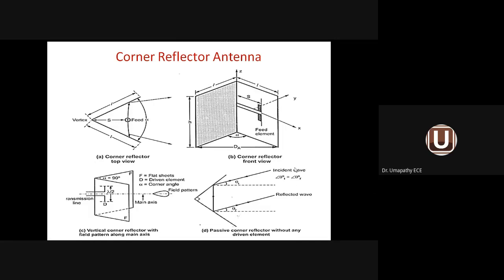Such a corner reflector is called a passive corner reflector antenna without any driven element. And by this we will not be able to get the gain and directivity of the desired level. Only with the active corner reflector antenna is it possible to get the gain and directivity in the desired direction. This one will not help us to get the radiation characteristics in the desired direction. So these are the 4 arrangements with respect to the corner reflector antenna.